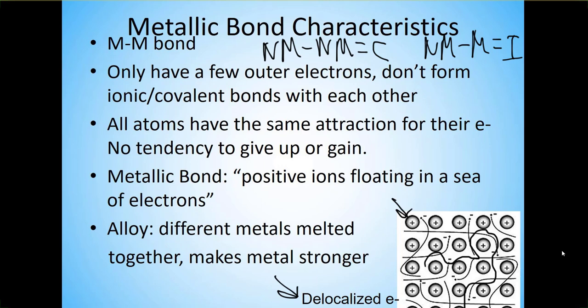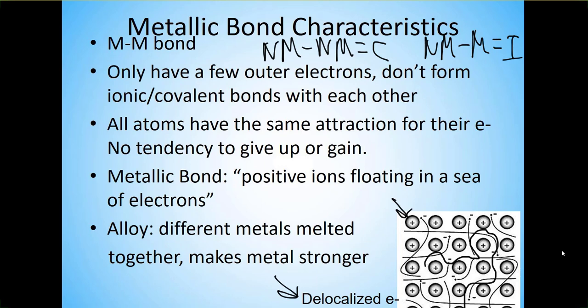A metallic alloy is different metals melted together, and the reason why this happens is to make the metal stronger. So for example, if you have a piece of gold jewelry, it's probably not pure gold. Gold is a very, very soft metal, and so to make gold harder, they will melt other metals in with it. Well, what's holding that gold to the other metal that they've added? It's a metallic bond. So the metal that they've added will add its delocalized electrons to the mix, and it will cause the gold alloy to become stronger.